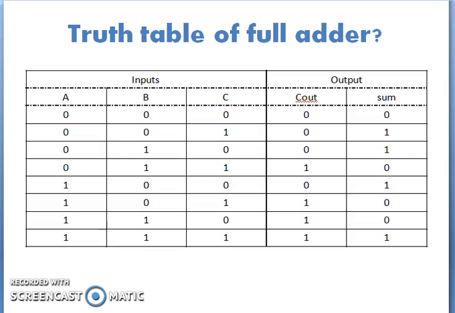In the truth table there are 3 input variables A, B, C named over here. Output is sum and carry out. 3 input variables and a total of 8 different combinations. For each input combination, the respective output is mentioned in the truth table.